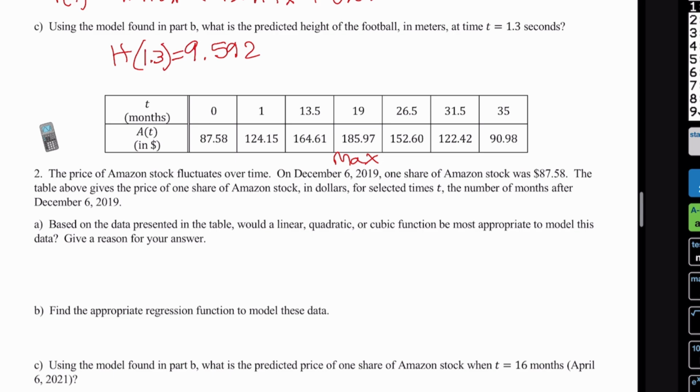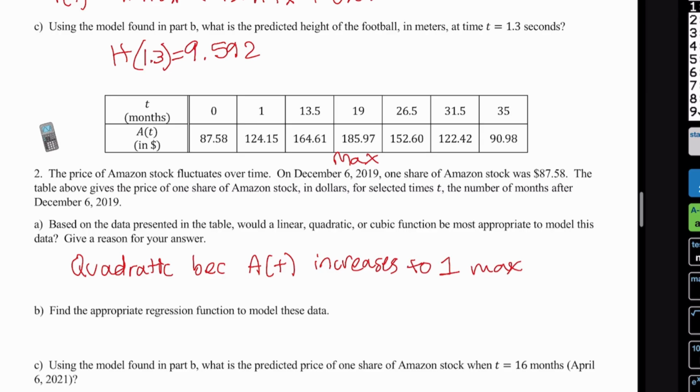It increases into a maximum and then starts decreasing. So it's like a quadratic, it only has one turn, looks like that. So it's quadratic because a of t increases to a max, and then decreases. You can say it increases to a max at t is equal to 19, or it's symmetric around t is equal to 19. Now find the appropriate regression.